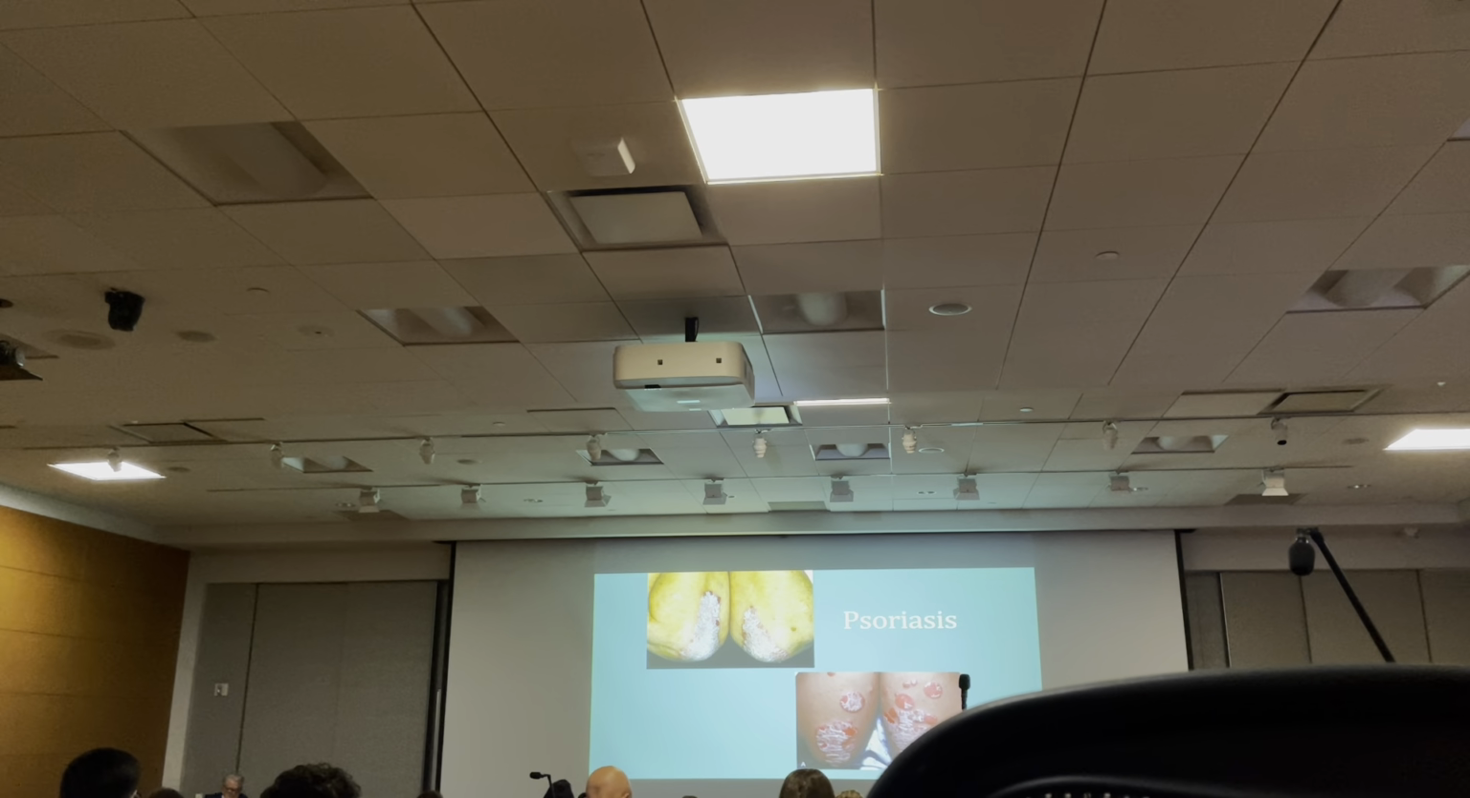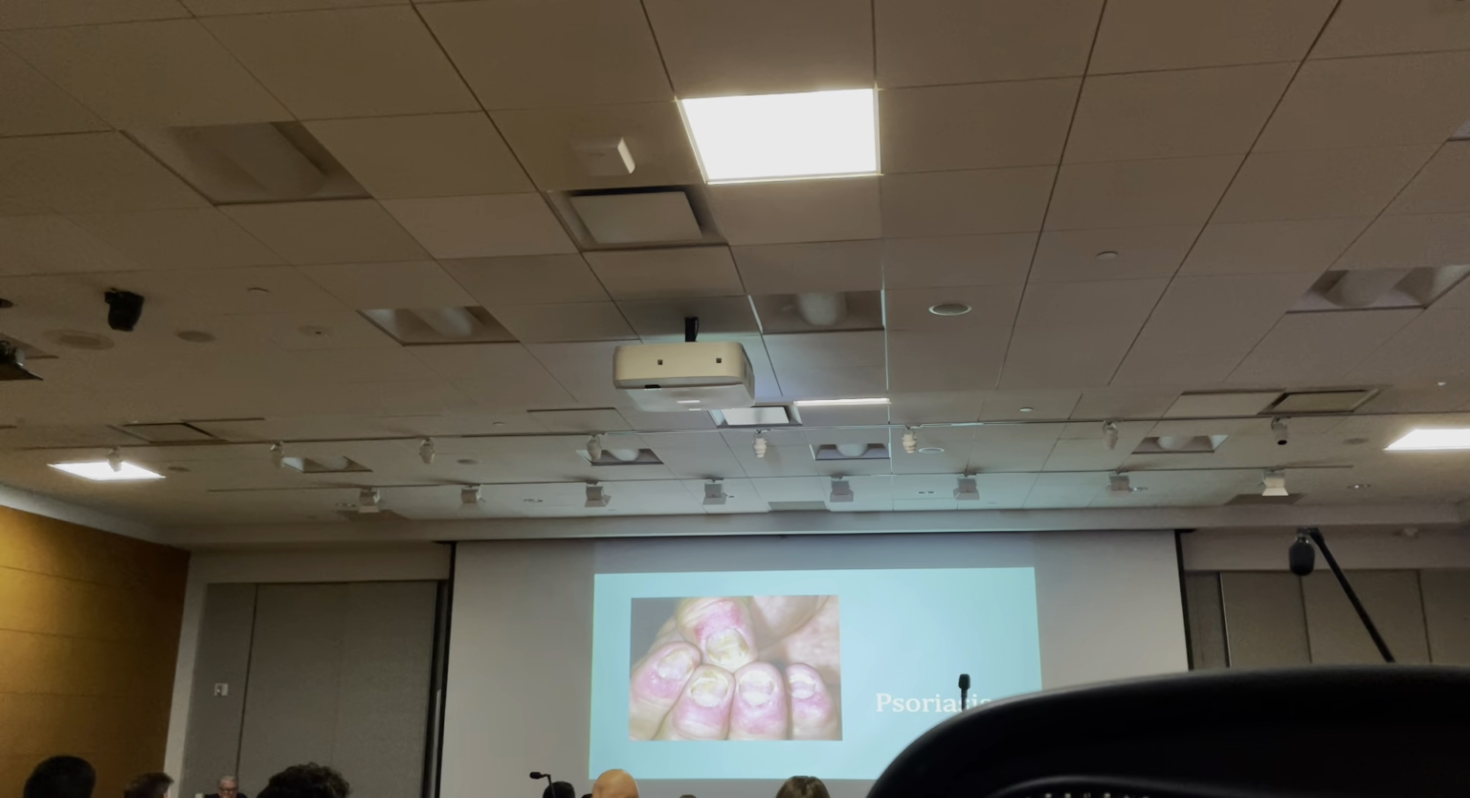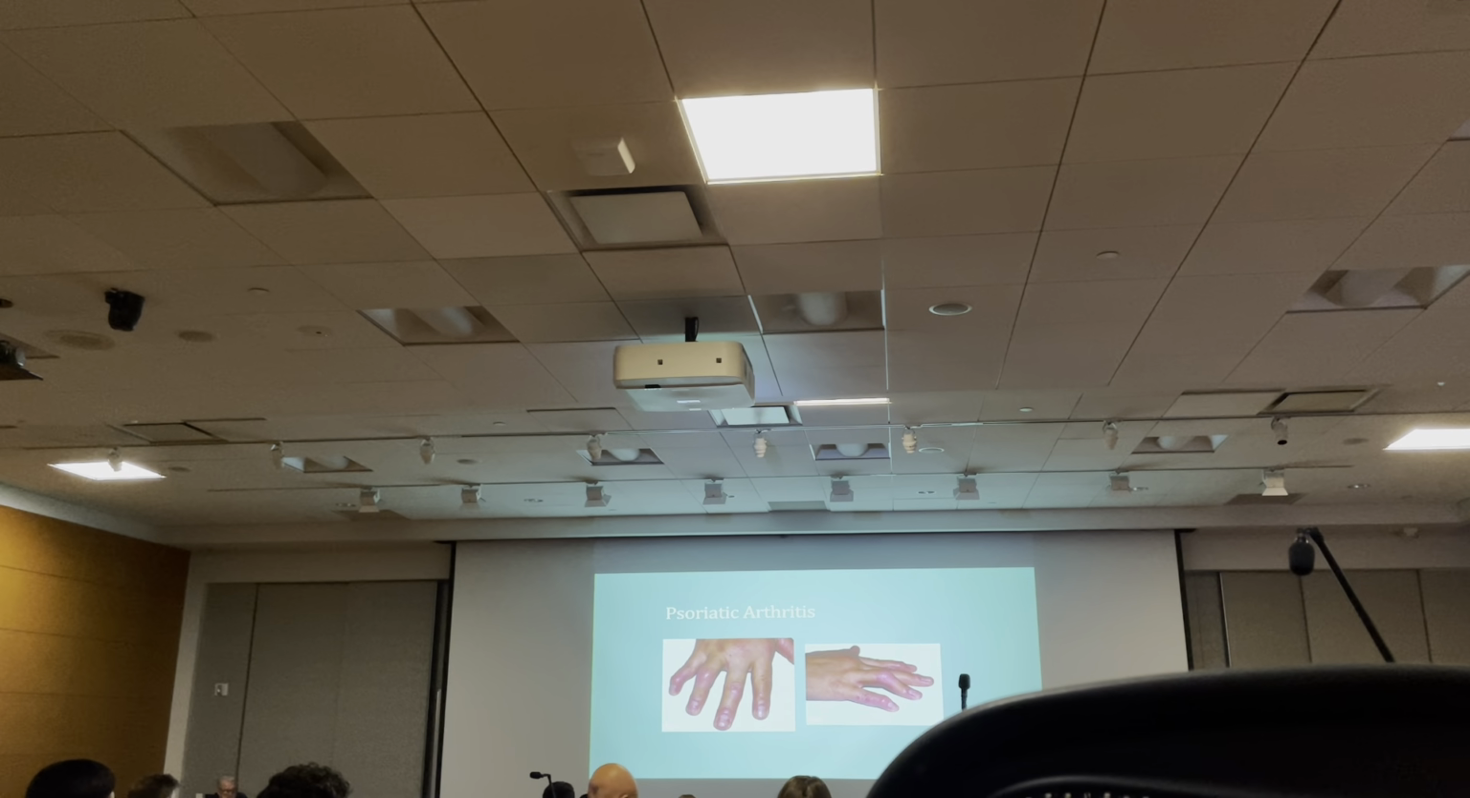Well-demarcated plaques. They start out as reddish or salmon colored, and then they get covered with a silvery scale, which is what you're seeing here. The scale flakes off easily. Changes in the nail bed occur in some people. Arthritis, fortunately, is in not that many, but it's relatively common.